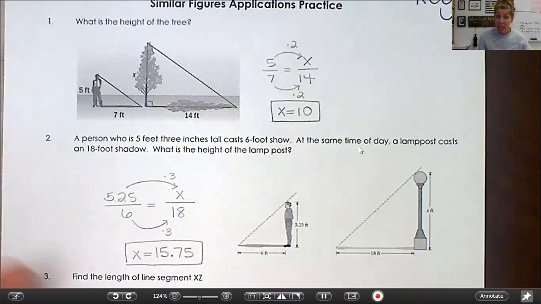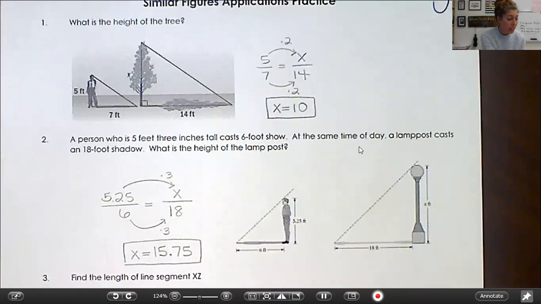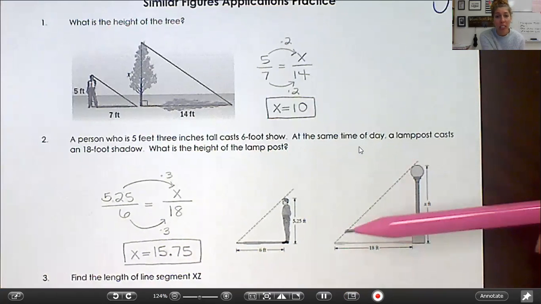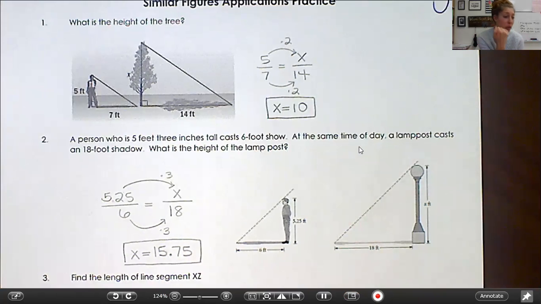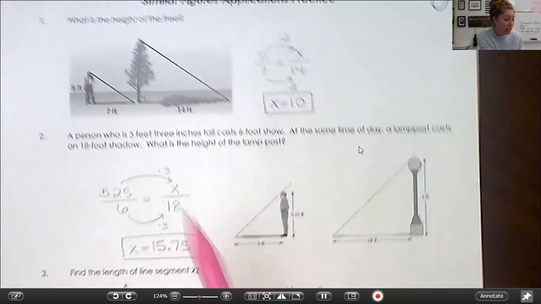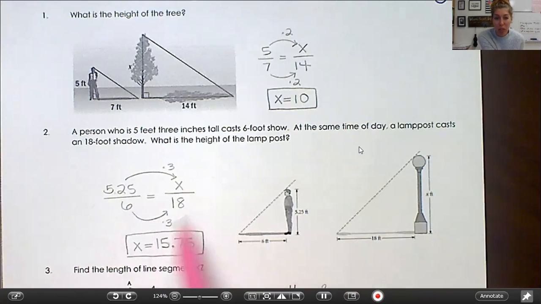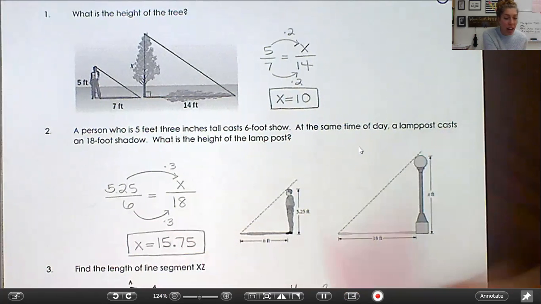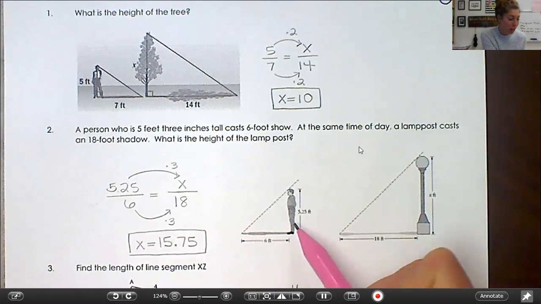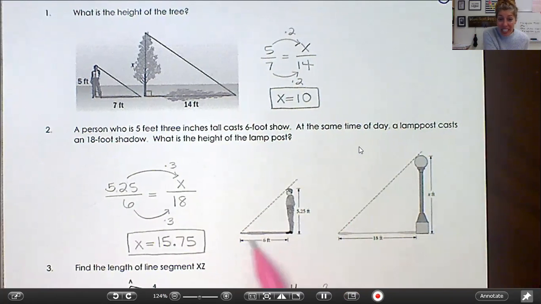So pretty basic for questions 1 and 2. The difference between 1 and 2 is that I made the numbers a little bit uglier here. Something I want you to keep an eye out for too: you notice I used common multipliers in my proportions. I can also see that directly on the photograph. Right here, 6 feet is the distance of the shadow.